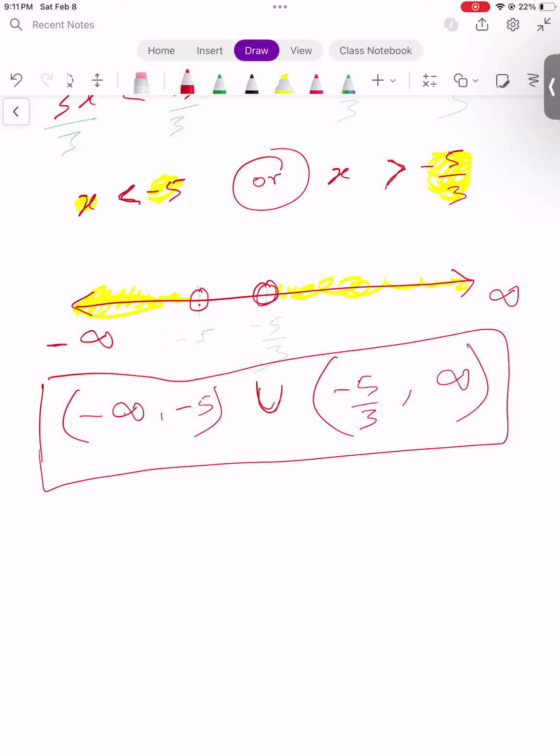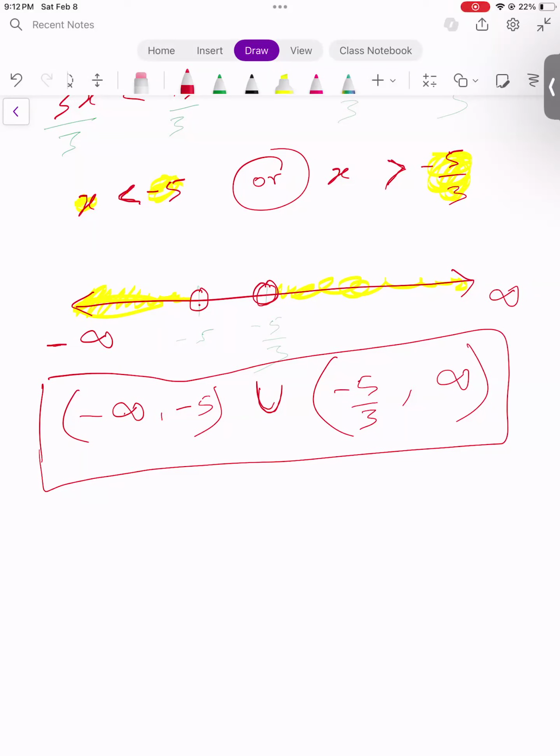Okay, does anyone have a question here for number 66? For clarification, we have to make sure that our answer includes the union symbol. We can't put the or symbol. We'll get points taken off for that.